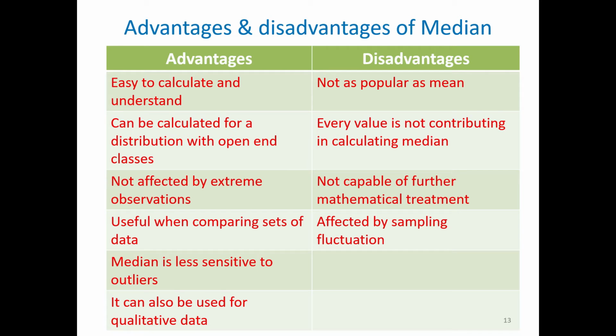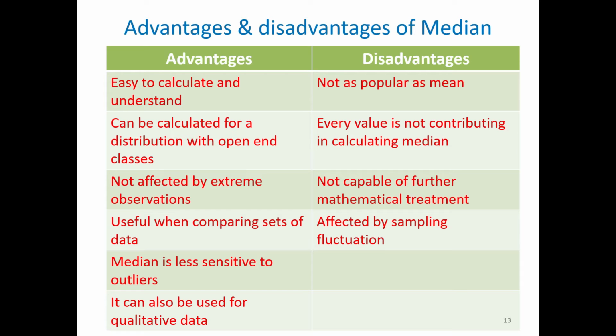Now what are the advantages and disadvantages of the median? The number one advantage is that it is very easy to calculate and very easy to understand. The second is that it can be calculated for a distribution with open-end classes, which we cannot do with the arithmetic mean. Next, it is not affected by extreme observations, which the arithmetic mean was. And next, it is useful when comparing sets of data.